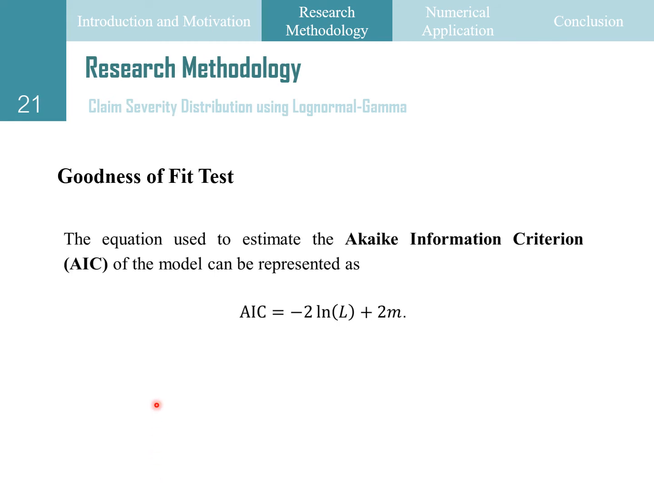Akaike information criterion or AIC is used as the model selection criterion. The minimum AIC indicates a good model among all the models, with a better fit to the claim data. The equation used to estimate the AIC of the model can be expressed like this, where L is the value of the likelihood function of the model and M is the number of estimated parameters in the model. In this study, I used the AIC to measure the relative quality of the statistical models for claim severity distribution.